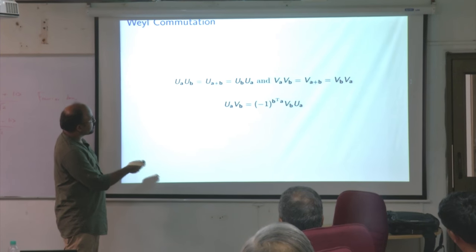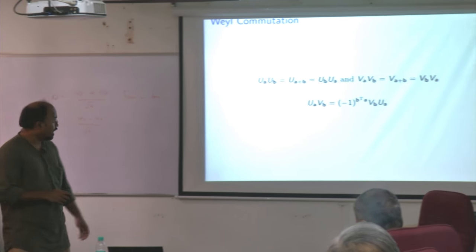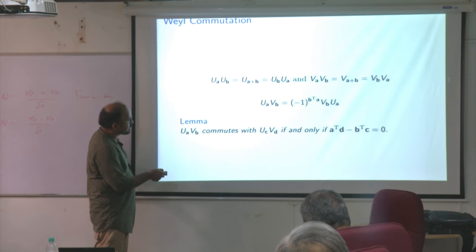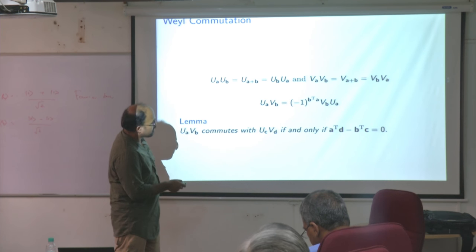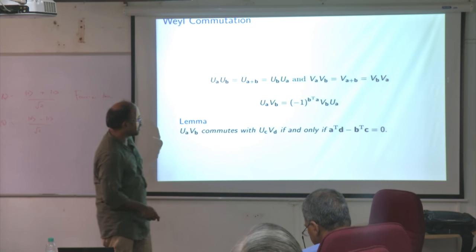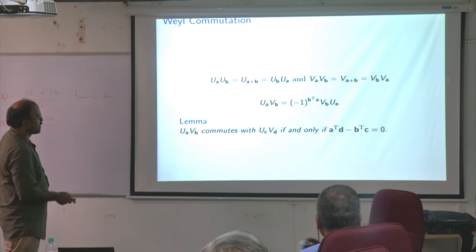Now in general, U_A and V_B might not commute. The commutation relation is the following: U_A V_B = (-1)^(A·B) V_B U_A. If you work this out, you can see that U_A V_B commutes with the operator U_C V_D if and only if A transpose D minus B transpose C is 0. This is an identity in F2. You think of this as the inner product of A and D, and this is the inner product of B and C, and there is a minus sign here. Of course, in F2 the minus sign doesn't matter, but in F3 it does. So if you want to talk about commutation, this is the form that you want. And this is where the symplectic structure is. This is a form which is anti-symmetric.